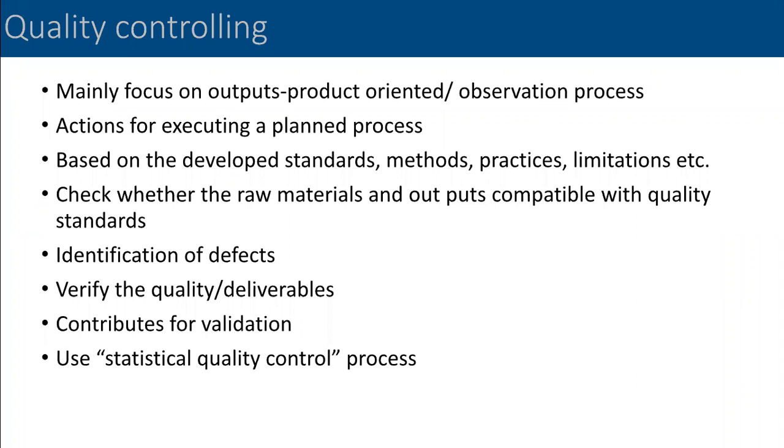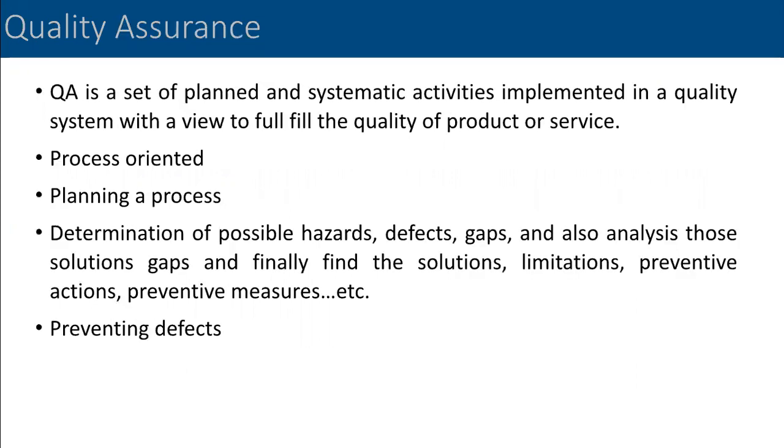Sometimes the temperature may be 80 degrees. Then he or she is going to report to the quality assurance manager that the temperature has increased. And identification of defects: if there is a defect, we can identify it. Verify your quality deliverables. Contributes to validation. Use statistical quality control. We are going to discuss statistical quality control tools in this lecture series. So I hope it's very clear about quality controlling. Quality controlling means we work against the developed standards and methods, identify the defects, take measurements and apply statistical quality control against the pre-developed things.